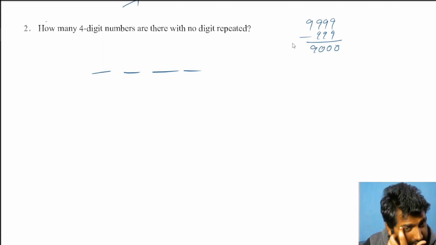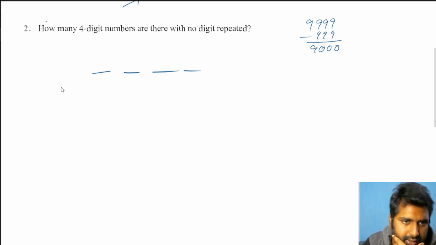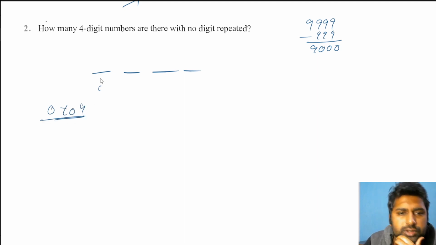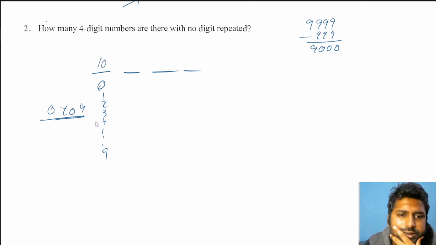Let's see how we can use this PNC in this. He's saying how many 4-digit numbers are there. That means all the digits are allowed. That means you will have all the digits from 0 to 9. Now just think, for the first position, how many options are there? 0, 1, 2, 3, 4 up to 9. So how many options are there? 10.